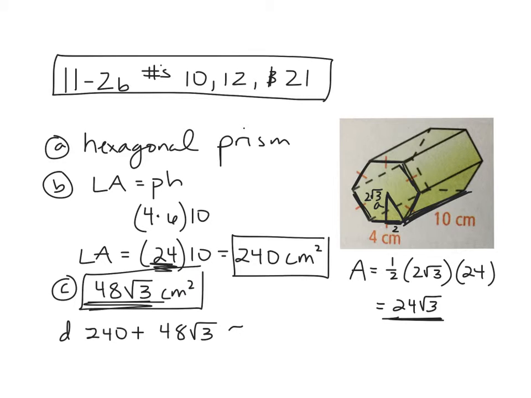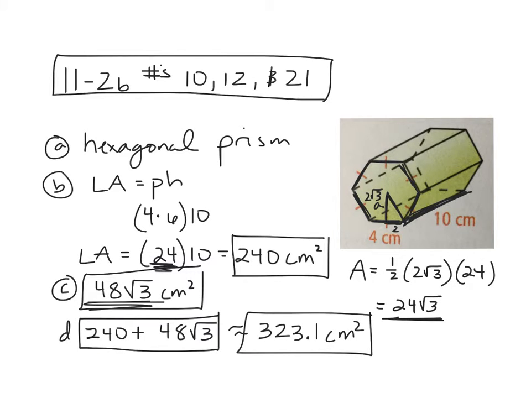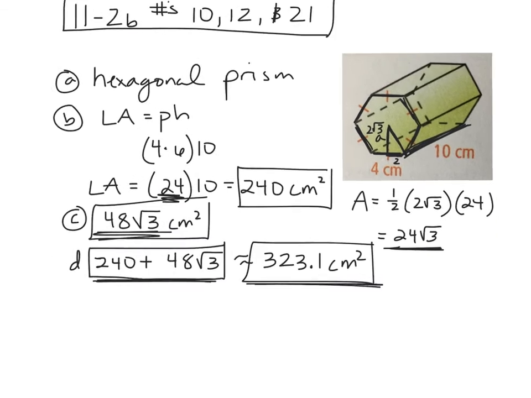If you were to round it, so plug in 240 plus 48 rad 3, it comes out to about 323.1 square centimeters. So either one of those is a good answer. Just depends if you were asked for an exact answer or a rounded answer. So that's number 10.